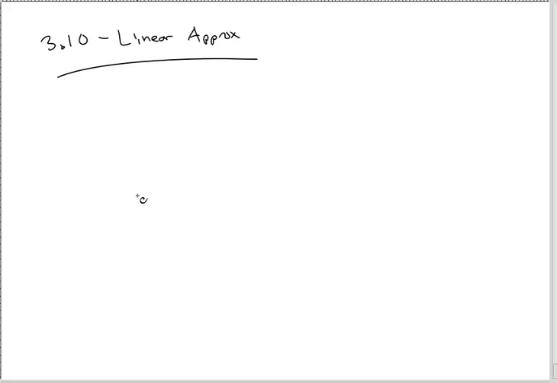Hello everyone. This is a video lecture for Calculus 1, section 3.10, linear approximation. They have a formula for you: L of x is equal to f of a plus f prime of a times x minus a. And I go and use this throughout my whole notes. Every single time I reference this, I do go back to this formula.